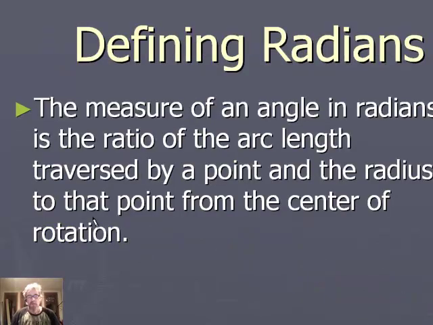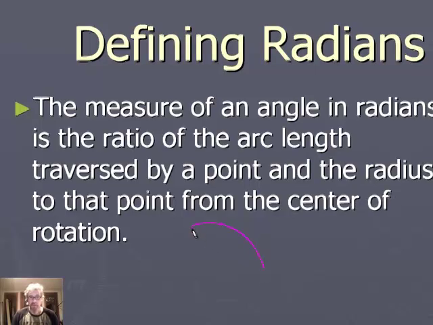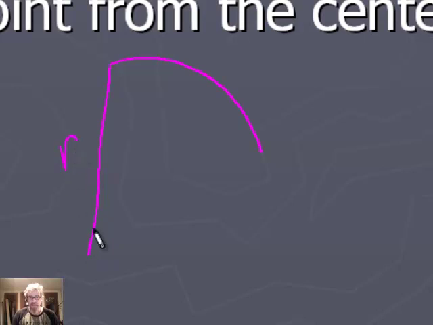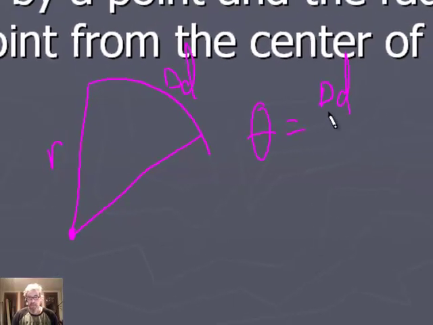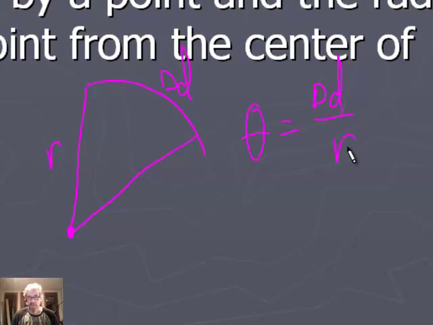When you're measuring an angle in radians, what you're really measuring is the ratio of how far the object moves along the arc on the outside of the motion to the radius of that motion. That's what we're really measuring. And so the angle theta measured in radians is, if this is delta d here, delta d divided by r. That's how we define radians.